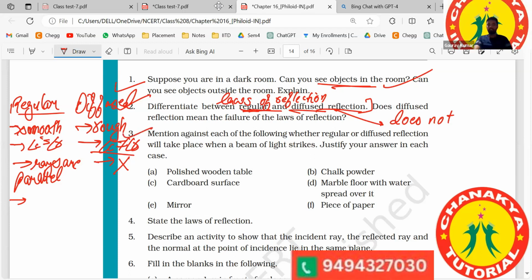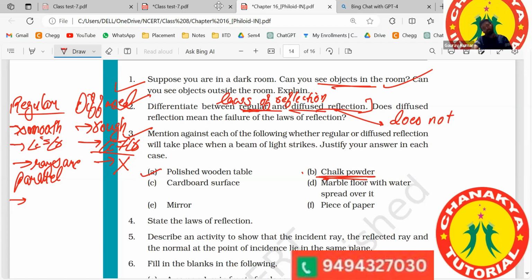Mention against each of the following whether regular or diffuse reflection will take place when a beam of light strikes. Answer in each case. Sir, A is regular, because it's a smooth surface. Okay. Sir, B is also regular. Sir, C is rough.